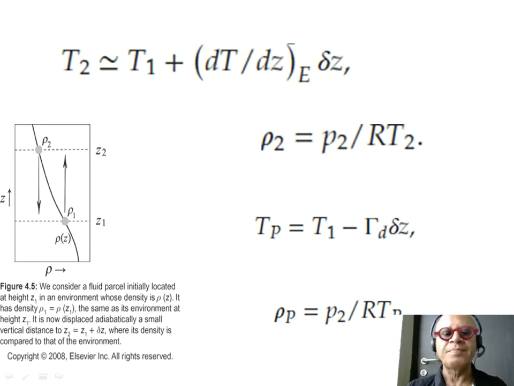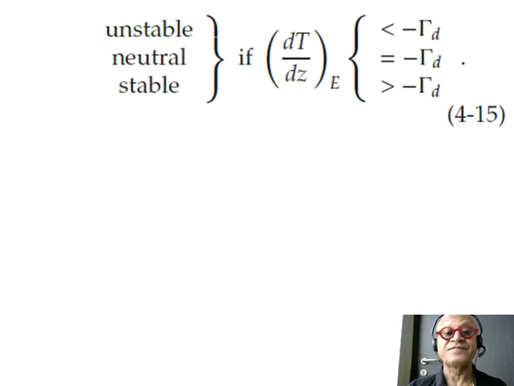And rho_P, the parcel, is P2 divided by R Tp. Tp is this temperature that the parcel is carrying. Why are we writing it separately? Because it's not a conservative quantity anymore, right?